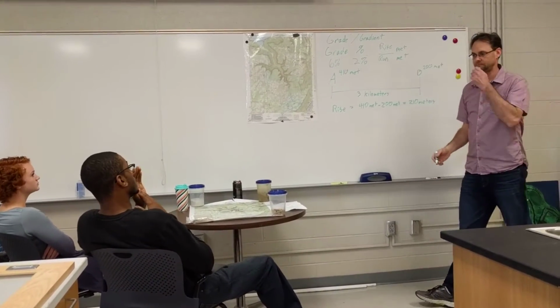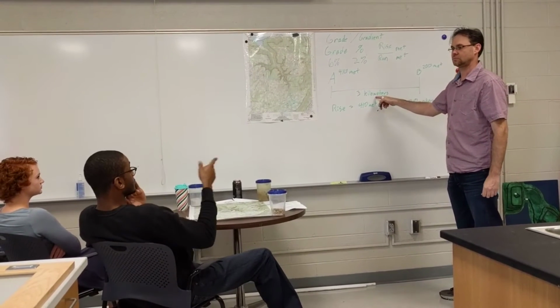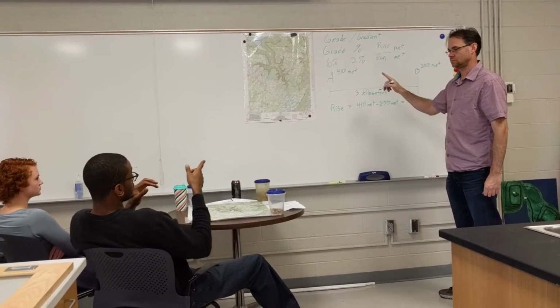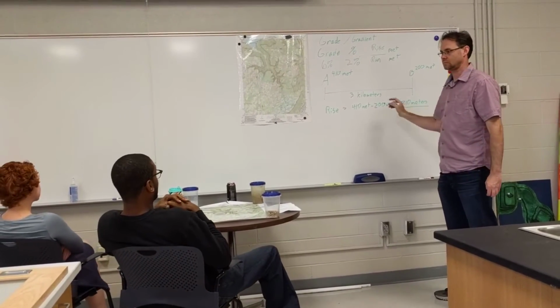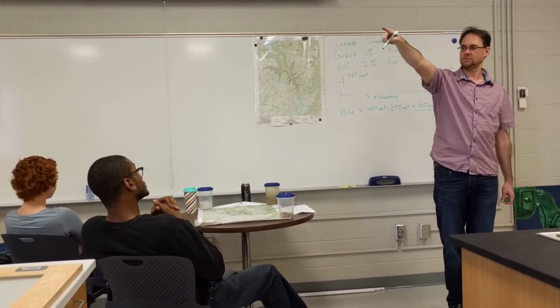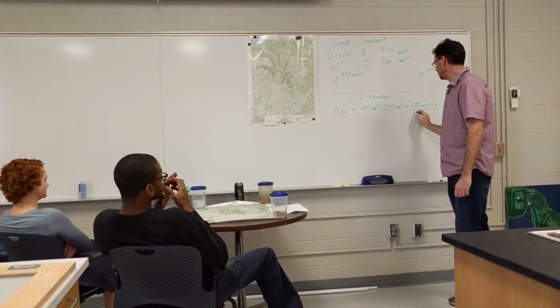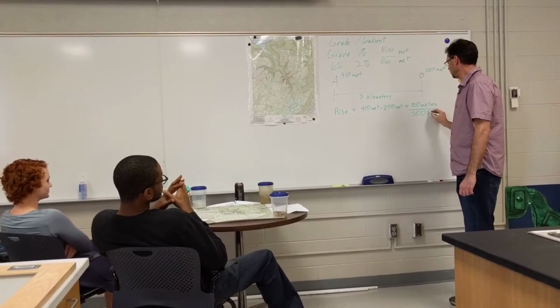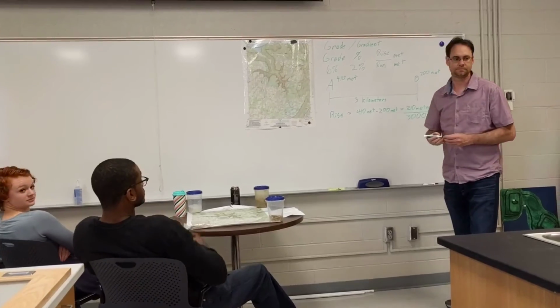What's next? You would simply convert kilometers to meters. 3 kilometers to meters. Which is how many? How many meters in 1 kilometer? 1,000. 1,000 is exactly right. 1,000 times 3? 3,000. Easy. 3,000 meters.